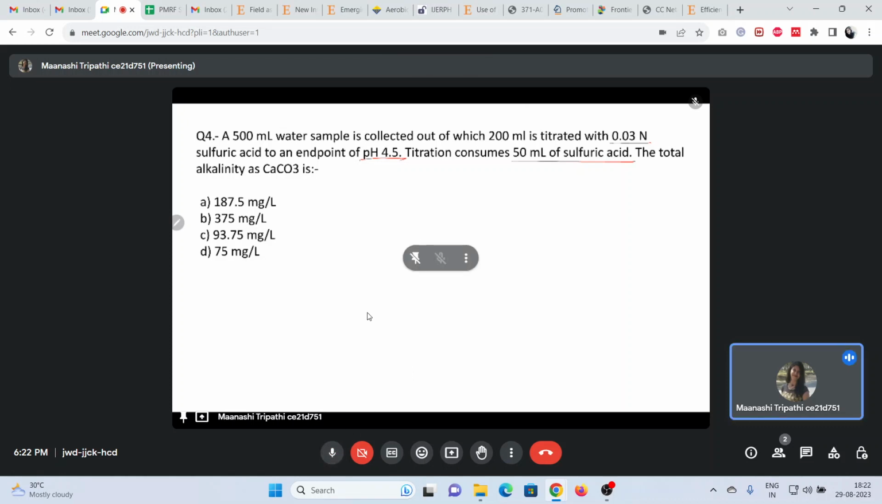We will see the solution now. So the answer is 375 milligrams per liter. How are we getting to this?